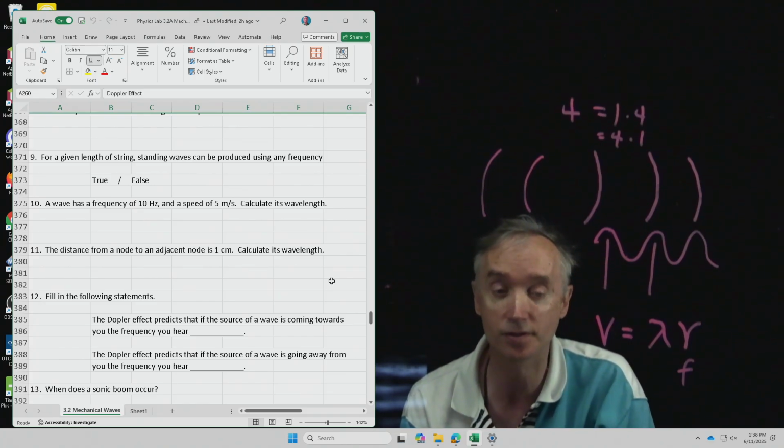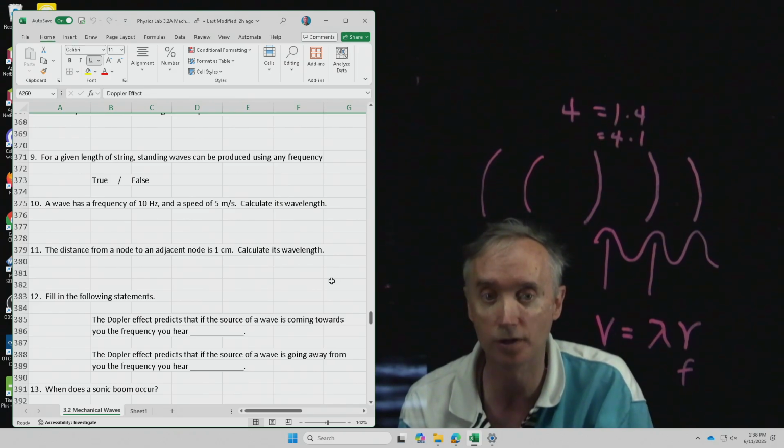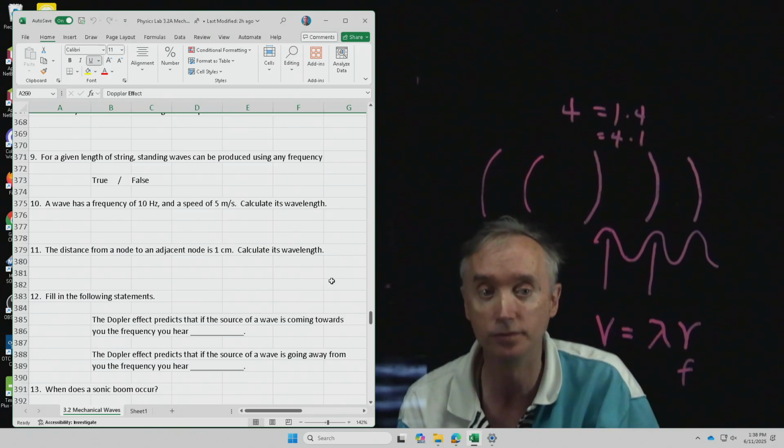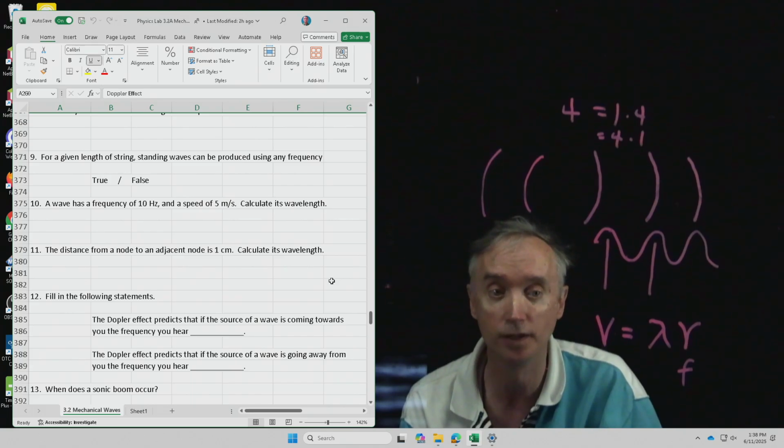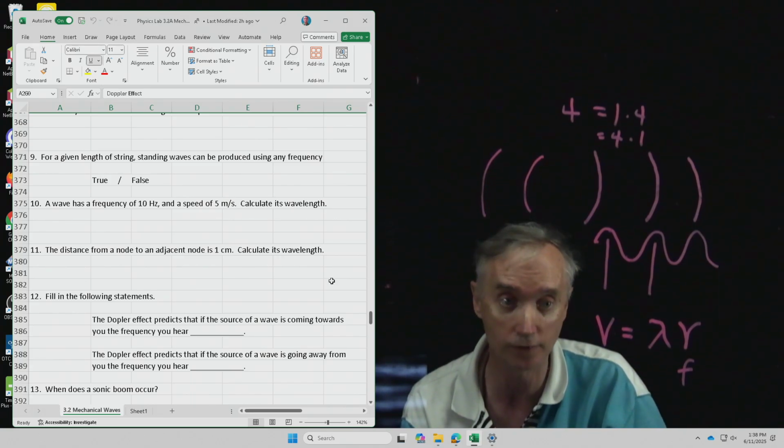Our next scheduled lab is where we're going to start talking about light. We're going to be talking about reflection and then refraction. And then we're also going to do another lab on interference and diffraction.